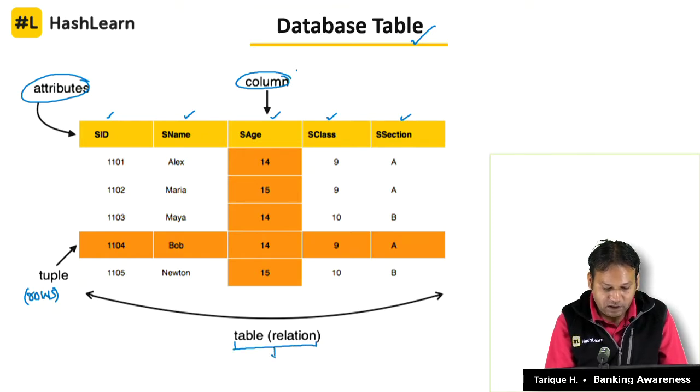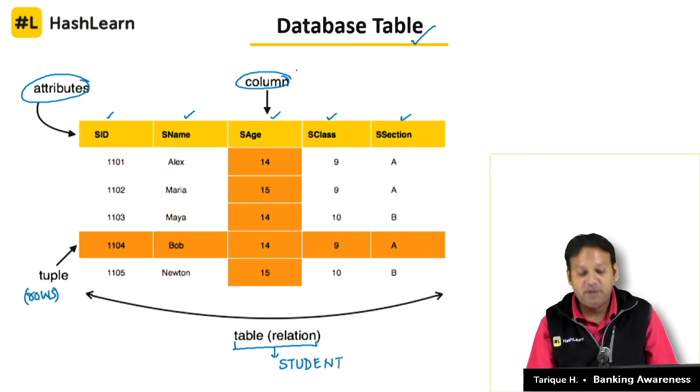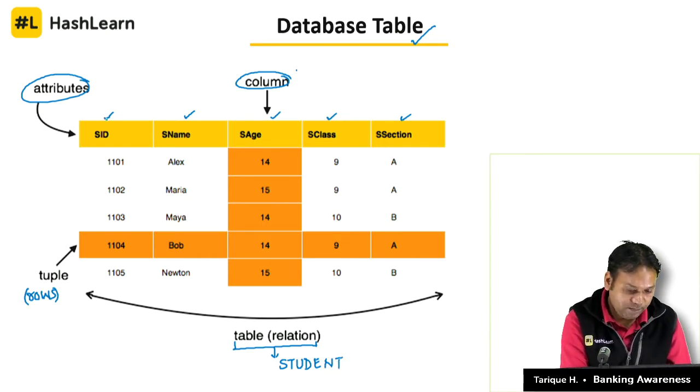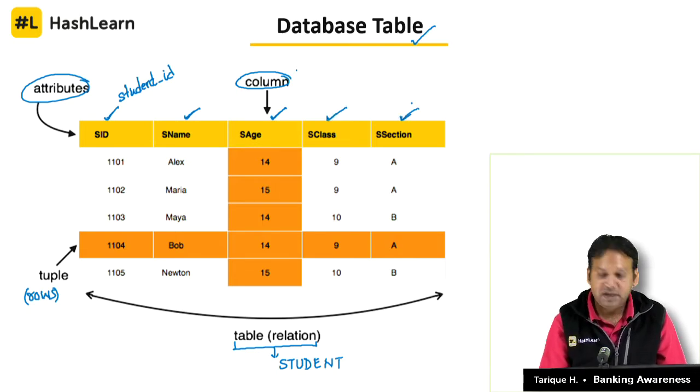Let's say the name of the table is Student. We give a name to the table, the table name. In the Student table, there is a student ID, which uniquely identifies every student here. Then we have the student name, the age of the student, the class in which he is studying, and which section he is studying in.